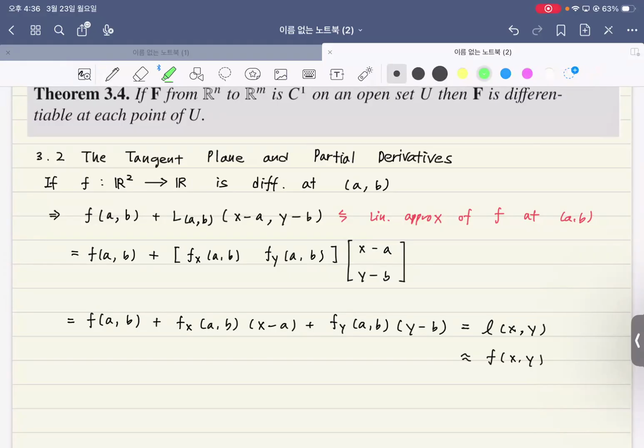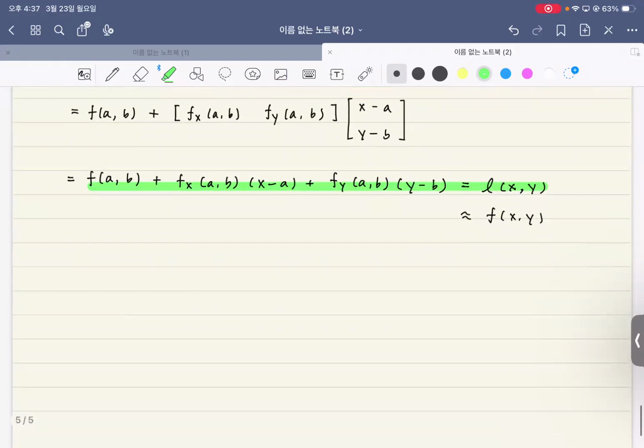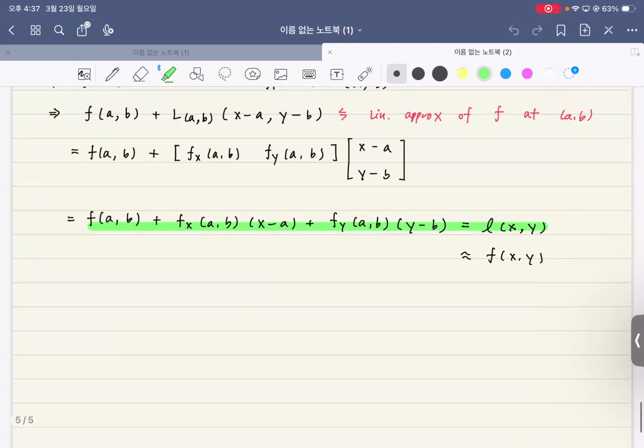But today, now let us focus on this one. Little l is again a function from R2 to R, a real valued, two variable function. So how is this related to our original function? This is the point I want to discuss.